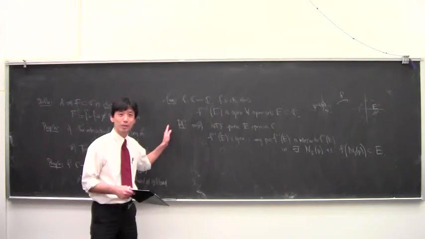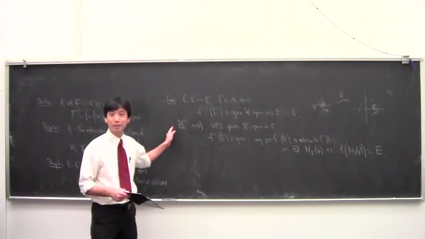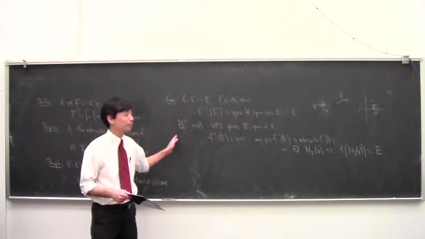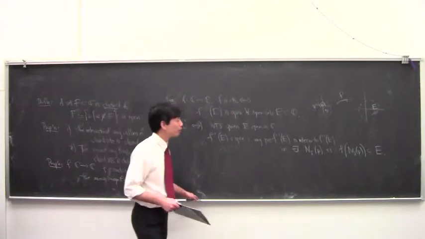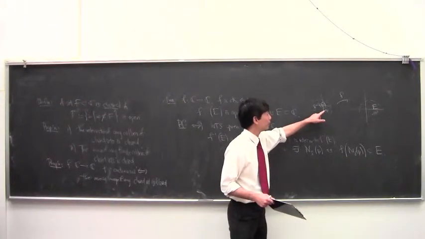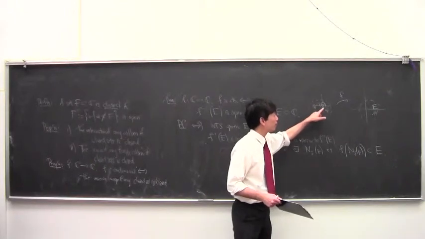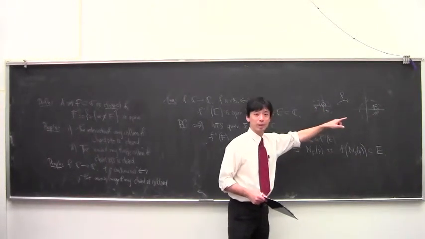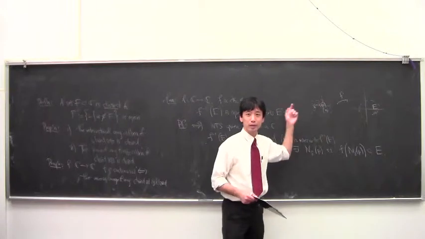Okay, so who would like to explain how to do it? You're looking for, right? You want to show that given any point in F inverse E, there's a ball around it that gets mapped entirely inside of E. So how do you do it?